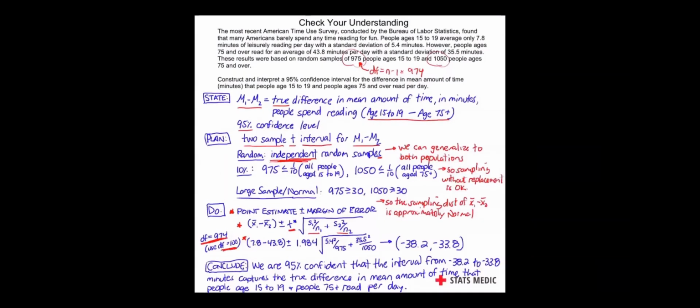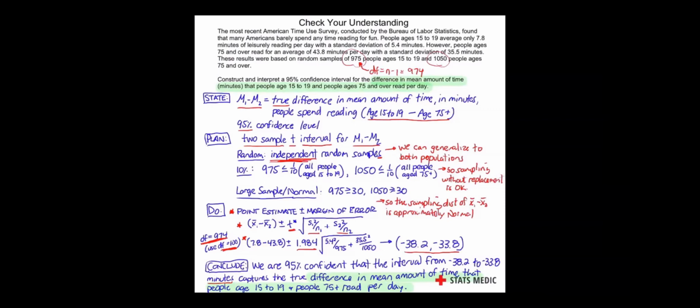So I've indicated here that from table B, we're using degrees of freedom 100, which gave us a t star of 1.984. And you'll notice, of course, that our interval has all negative values here, and that's because the younger people, 15 to 19, are reading much less than the people age 75 and over. So our conclusion, we are 95% confident that the interval from negative 38.2 to negative 33.8 minutes, so make sure that you have your units in there, minutes, captures the true difference in mean amount of time that people age 15 to 19 and people 75 or over read per day. Now, the last part of that conclusion, difference in mean amount of time, is taken directly from the wording of the question here. So if you look up, we are just taking those words right from the question and putting those into the conclusion.